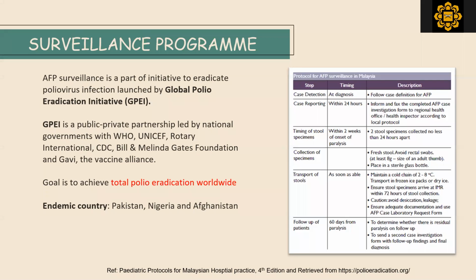So we want to rule out that. And then there is a surveillance program done by Global Polio Eradication Initiative, or we can call it GPEI. So it is a public-private partnership led by national government with collaboration with WHO, UNICEF, Rotary International, CDC from USA, Bill and Melinda Gates Foundation, and also Gavi, the Vaccine Alliance. So the main goal of this program, we would like to achieve a total eradication from polio. However, nowadays, we have a vaccine in 2 forms. One is through oral or through intramuscular. Most of the country have achieved total eradication, except for this endemic area. This is from 2020. In 2020, the endemic countries are Pakistan, Nigeria, and also Afghanistan.